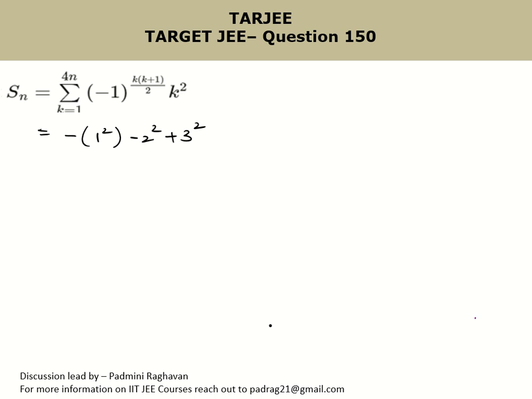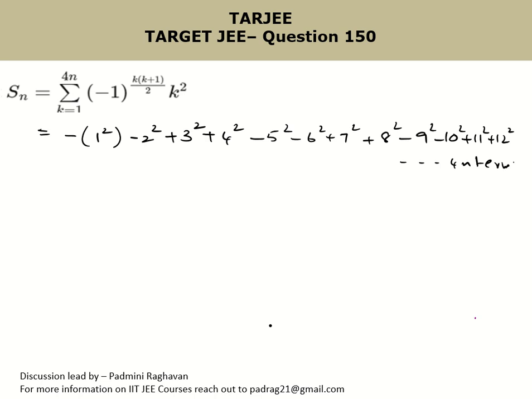When we put k equal to 4, it becomes 4 into 5, 20 by 2, 10, so it will become plus 4 square. So we can see some kind of a pattern. The next set of terms are minus 5 square, minus 6 square, plus 7 square, plus 8 square, minus 9 square, minus 10 square, plus 11 square, plus 12 square. There are going to be 4n terms of this sort.